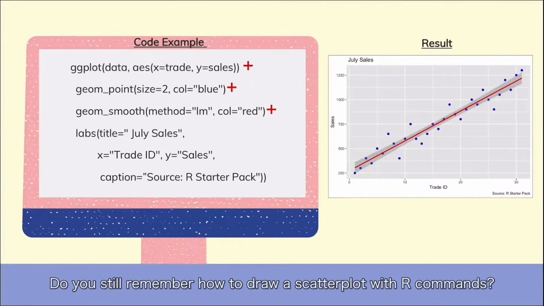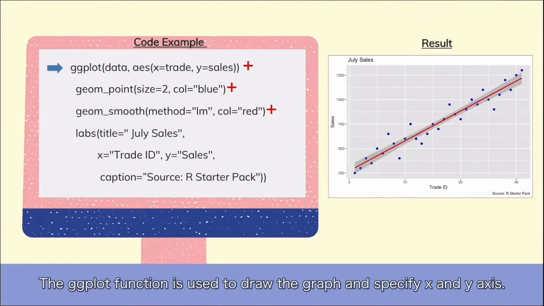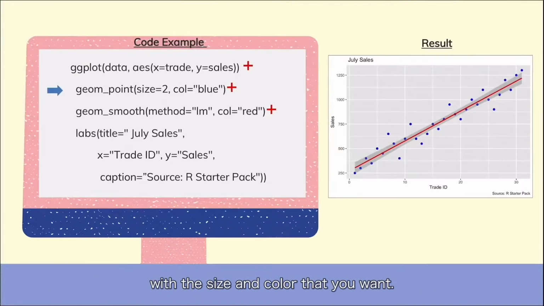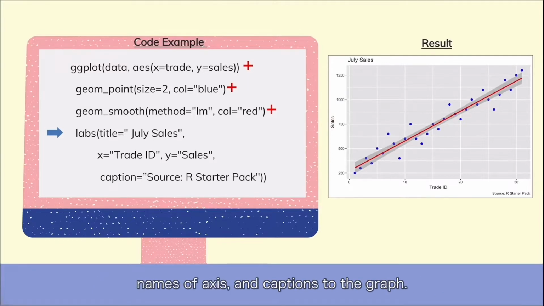Do you still remember how to draw a scatter plot with R commands? This is how you can do it. Elements of the graph are added by the plus operator. The ggplot function is used to draw the graph and specify x and y axes. Geom point helps you to draw all the data points on the graph with the size and color that you want. Next, geom smooth function draws a line for you to show the trend of dataset. Last, you can use the labs function to add titles, labels, names of axes, and captions to the graph.